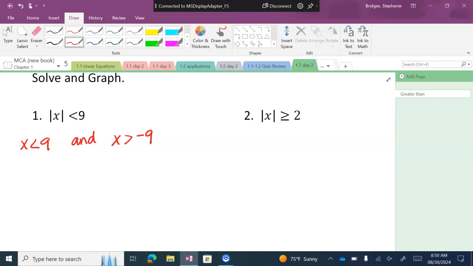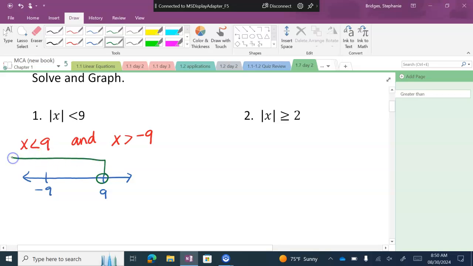All right, now I would solve each one of these, but these don't really need to be solved. So now the fourth step is to go to my graph. Again, we already have it here, so we're just kind of repeating the process. And just like we did with our compound inequalities, go through each one. X is less than 9 is open and going to the left. X is greater than negative 9 is open and going to the right.